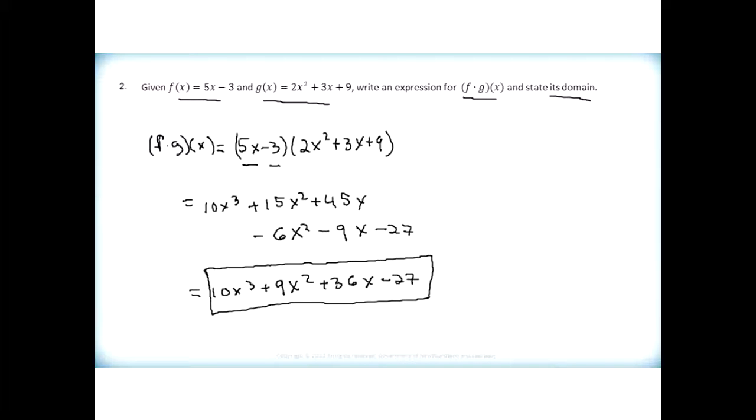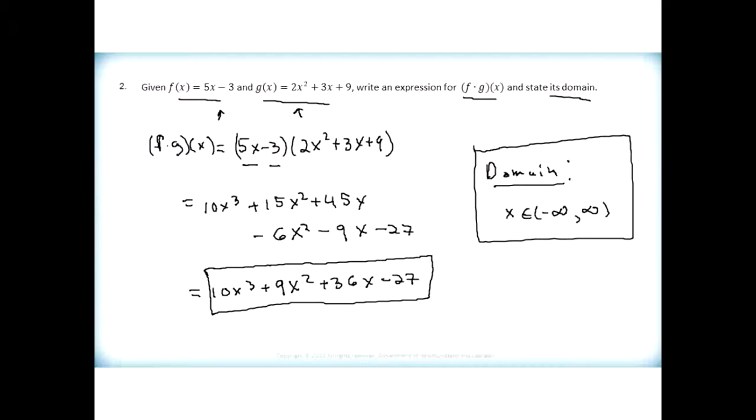So since this is a cubic and there were no restrictions placed on the original linear or the original quadratic we started with, the domain is going to be fairly straightforward again. Because cubics are polynomials too, which gives us x starts at -infinity and goes all the way to +infinity. So there's the domain of our function.